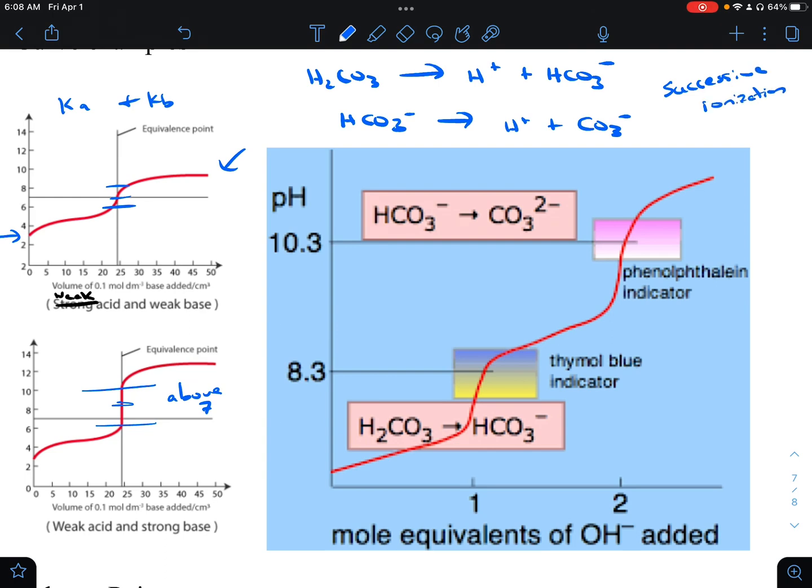What's happening there is we just keep peeling off the H's. So this is actually a diprotic acid because it has 2 H pluses. And so it's going to have 2 equivalence points. And we can see that there. We could use 2 separate indicators to see where our color changes. And this is kind of how they change. Thymol blue starts yellow and then goes to blue. Phenolphthalein, we know, starts clear and goes to pink.